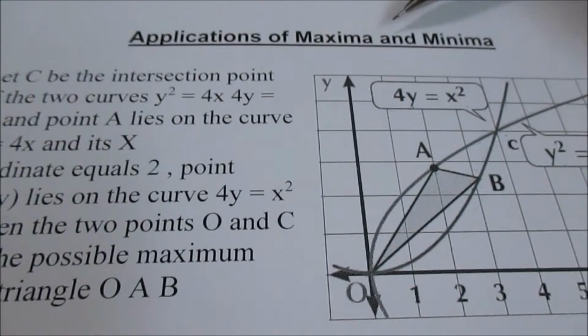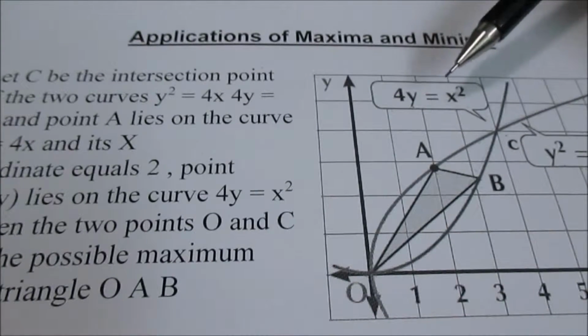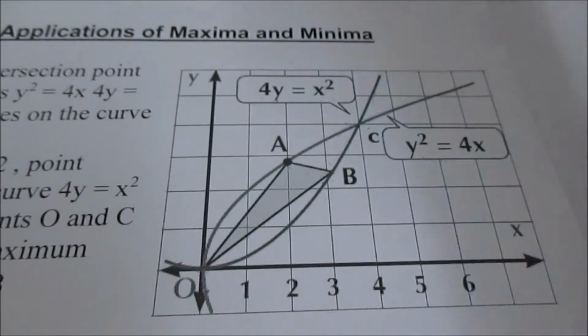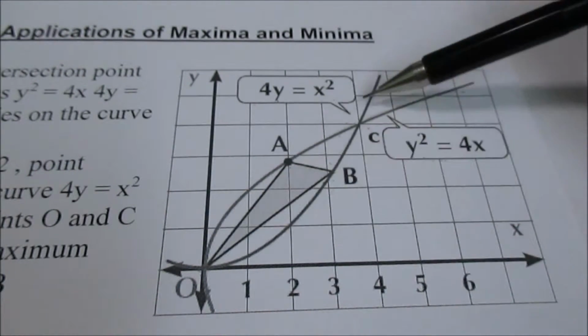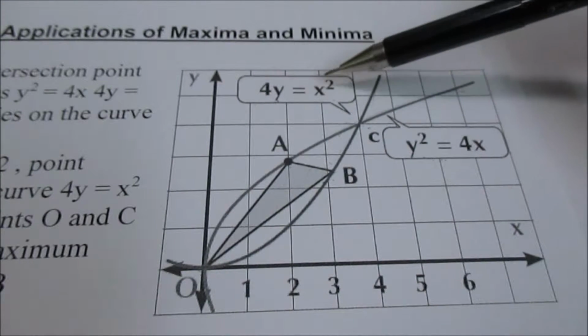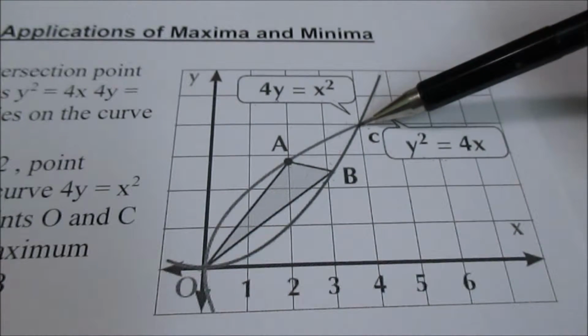Applications of maxima and minima. Example, given two curves. Equation of the first curve is y squared equal 4x. Equation of the second curve is 4y equal x squared. The two curves intersect at the origin point and at point C.